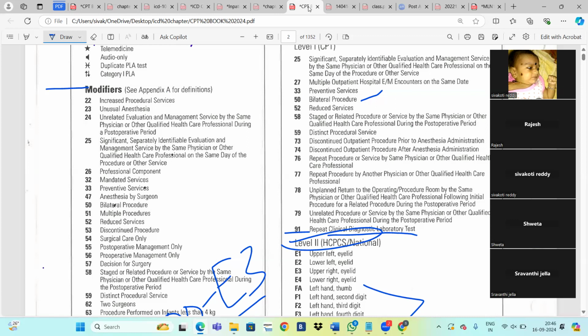$91, any doubt? No, sir. So remember, you don't get these modifiers and all, don't put more effort on the modifier. Whatever the modifier you will get in exam, I will tell.